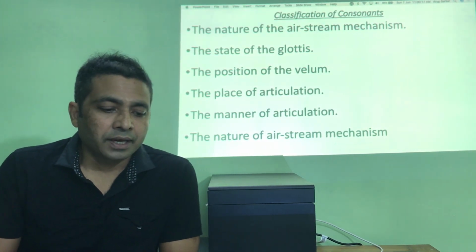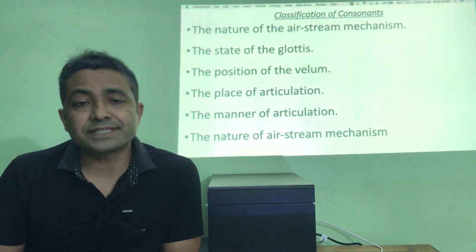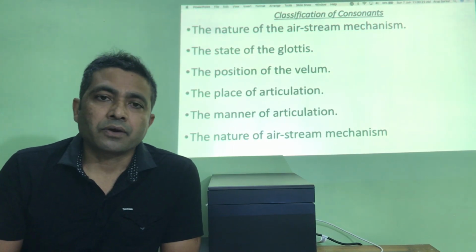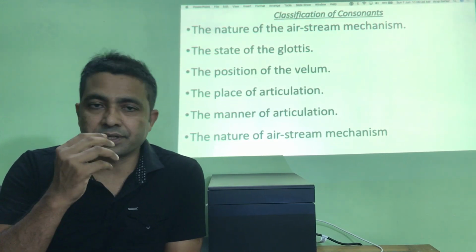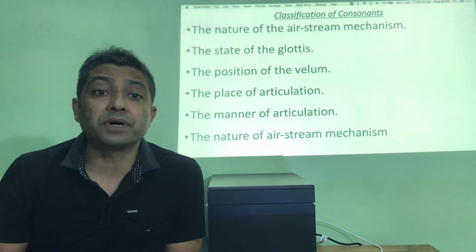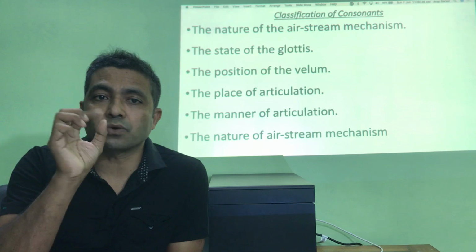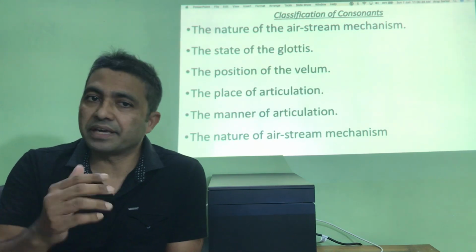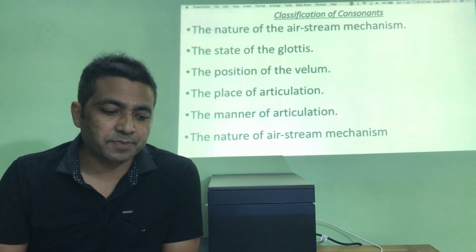Then the most important classification criterion is the place of articulation: where exactly the obstruction is taking place when you pronounce a particular consonant. For example, when you pronounce P, you see it is happening in the lips. Both the lips are closing. So the name will be according to the place where the obstruction takes place.